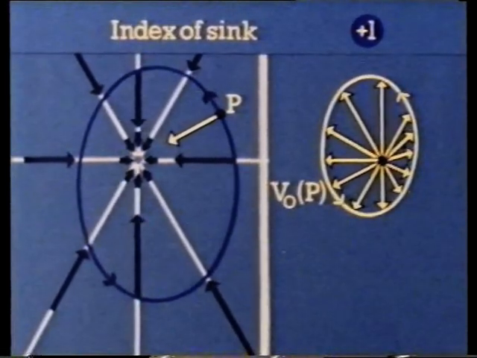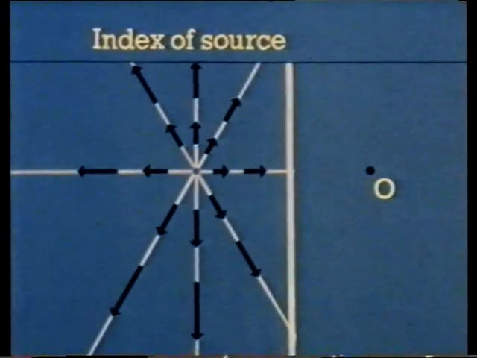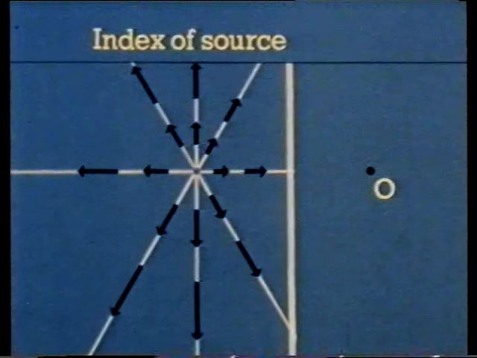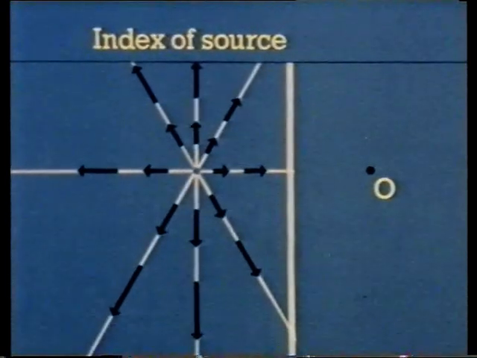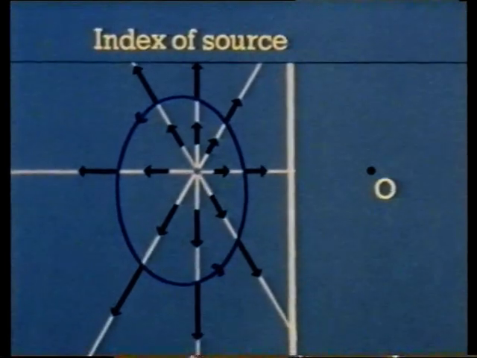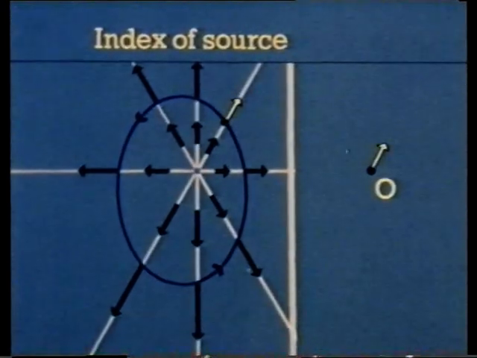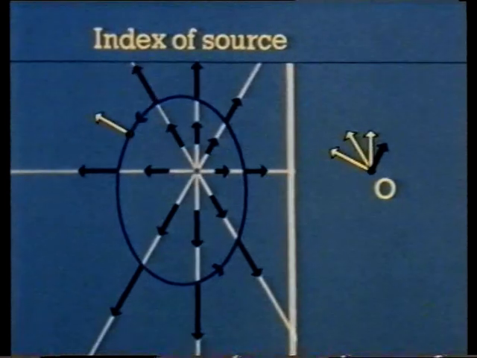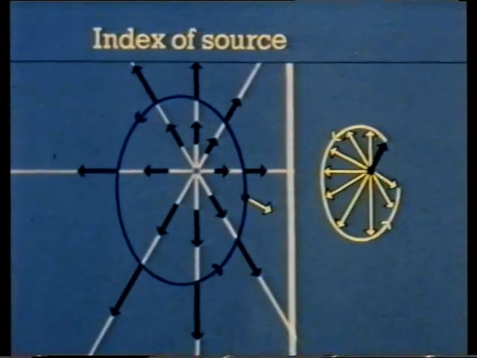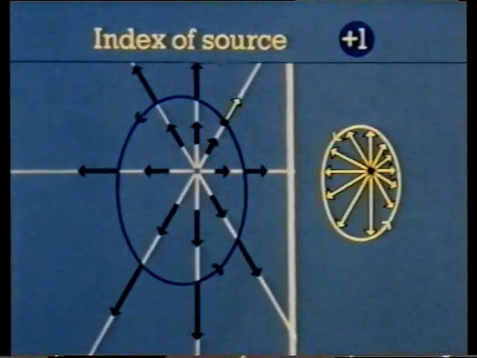Let's try this out with another singularity. A source this time. Now you might expect that the index will be -1. Well, let's see. Again, we take a reference loop winding once positively about the source. And we do exactly as before. So in fact, a source also has index +1.